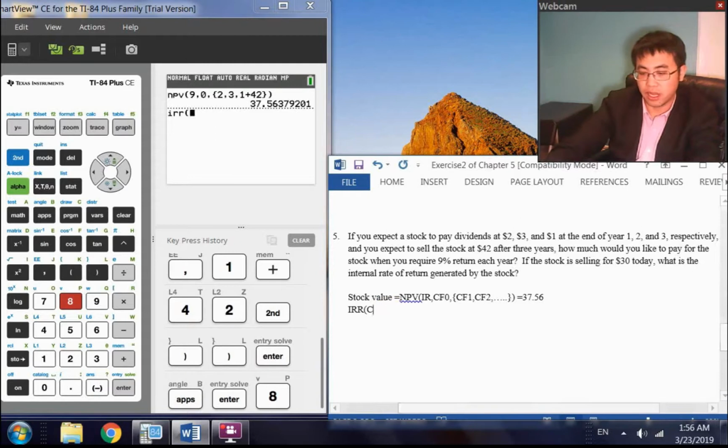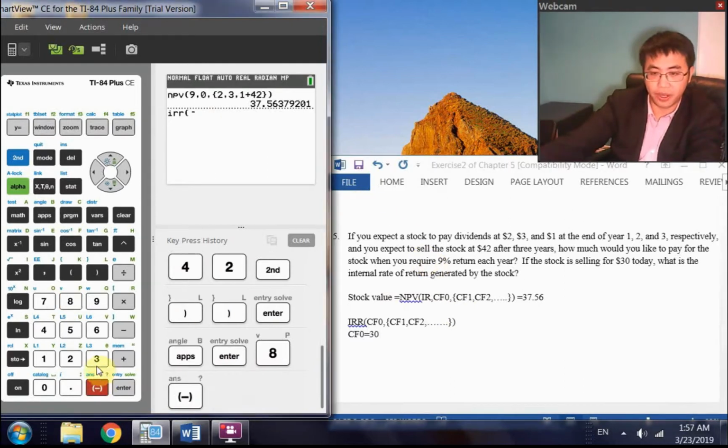The first one you put should be cash flow 0, and it's separated by comma. Then you put a brace, and then you put cash flow 1, comma, cash flow 2, comma, and then all the others, close brace, close parenthesis. In this particular case, your cash flow 0 is mentioned. It is $30. So if you buy the stock today, you will pay $30 today, and then you expect to get $2, $3, $1 in the next 3 years, and also $42 at the end of the third year.